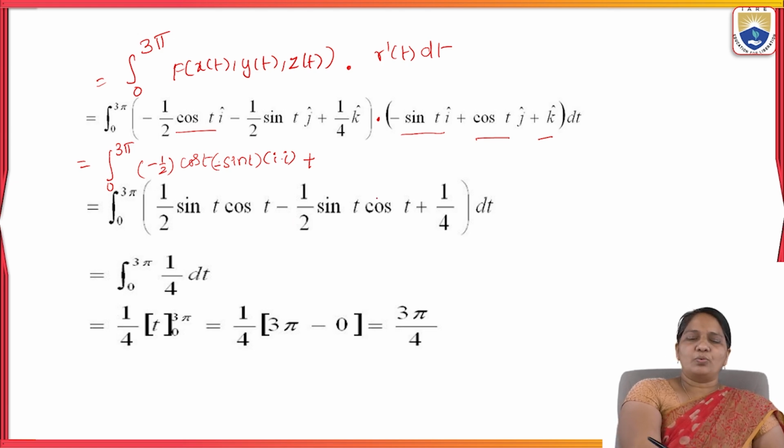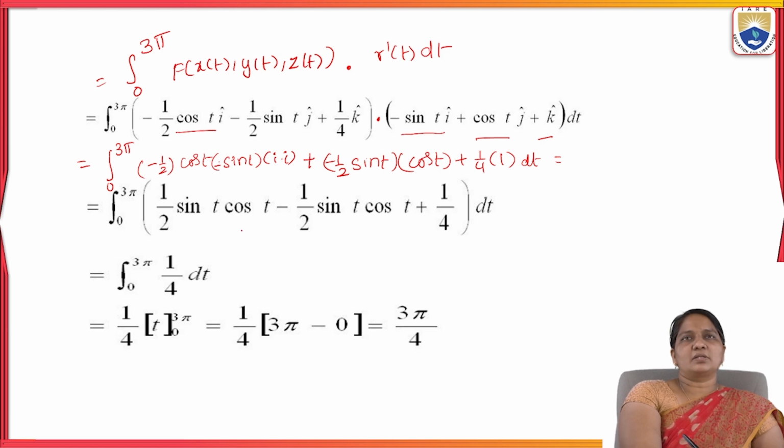Coming to the second term, the coefficient of j is minus 1 by 2 sin t into cos t, and j dot j is 1. Then plus 1 by 4 into 1. Now the first term is 1 by 2 sin t cos t, since minus and minus is plus. Here plus into minus is minus, so minus 1 by 2 sin t cos t, plus 1 by 4.